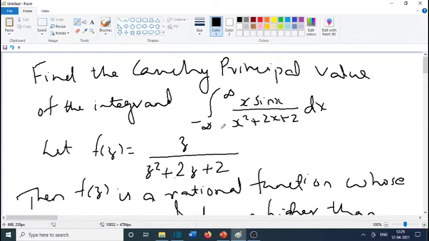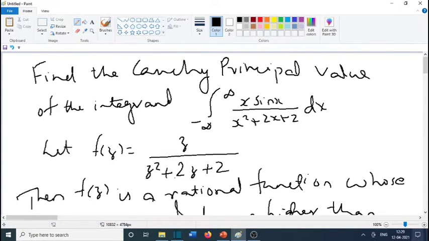The next problem is: find the Cauchy principal value of the integral from minus infinity to infinity of x sin x by x square plus 2x plus 2 dx. This is also an improper integral involving sin x. So let f of z equal to z by z square plus 2z plus 2. Remove the sin term and put in the z function.